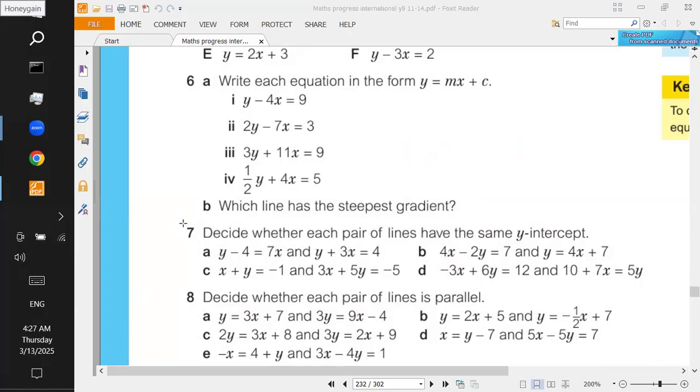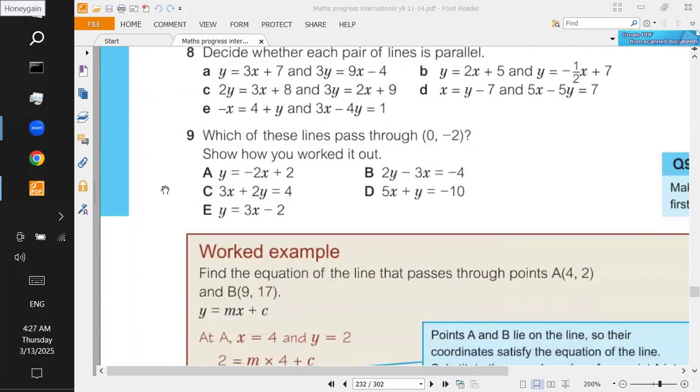Now let's move on to the next one, question 7. To decide which ones have the same y-intercept, you just have to rearrange them, y equals mx plus c, and then check if they have the same y-intercept. And to decide whether the lines are parallel or not, same idea, rearrange them, y equals mx plus c, and then check their gradients. Same gradients means parallel lines. If they have different gradients, even the signs matter here. They must have the same gradients with the same signs. So same gradients, parallel lines, different gradients, non-parallel lines. That's it for question 7 and 8.